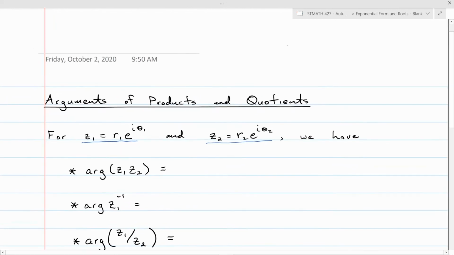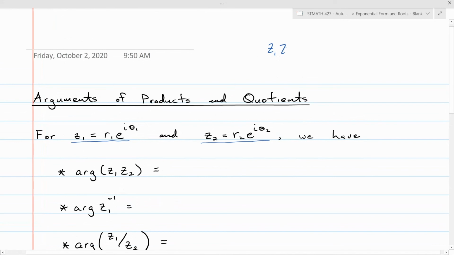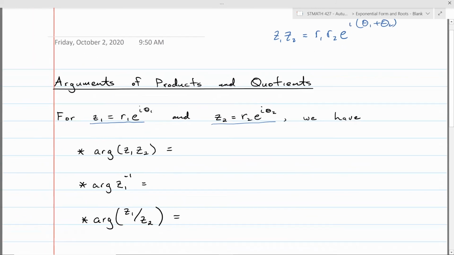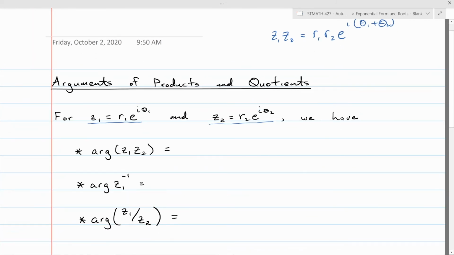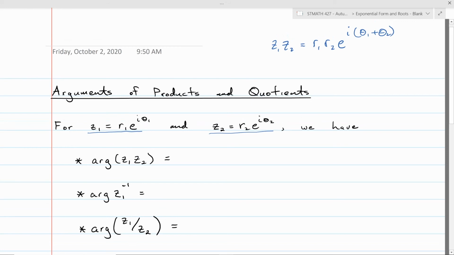Let me do it at the top here. Like z1, z2 is r1, r2, e to the i times theta 1 plus theta 2. So it's probably not surprising to you then that if you look at the argument of z1, z2, it is the argument of z1 plus the argument of z2, just because of that sum that you get up there at the top, right? Now, that's not a proof.